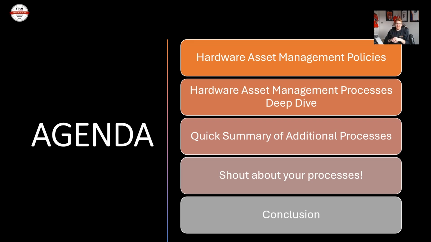We've got different avenues, or streams, that we're going to focus on here. First of all, looking at those core hardware asset management policies, and then we're going to have a look into the HAM processes, how you can communicate with them, what the core processes are, and a quick summary of some additional ones as well that I highly recommend implementing if you're doing hardware asset management or ITAM. And finally, we'll do a bit of a summary at the end, a bit of a roundup.